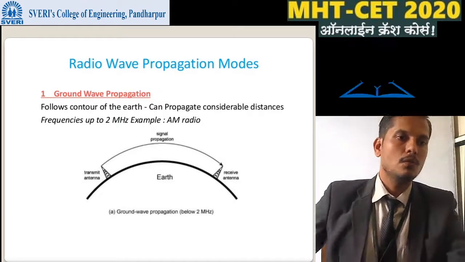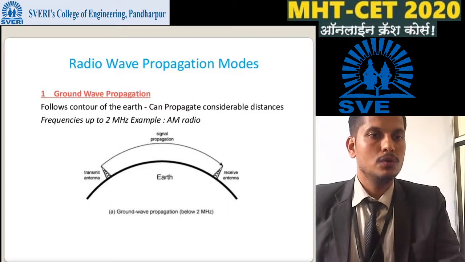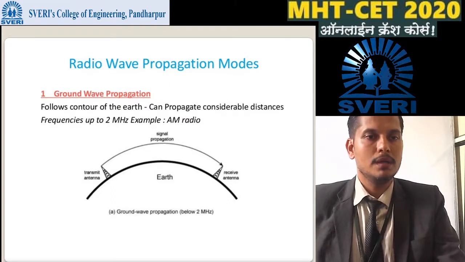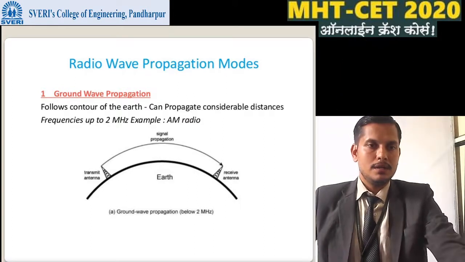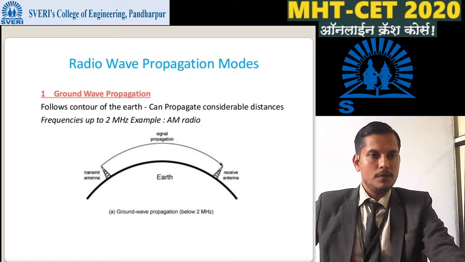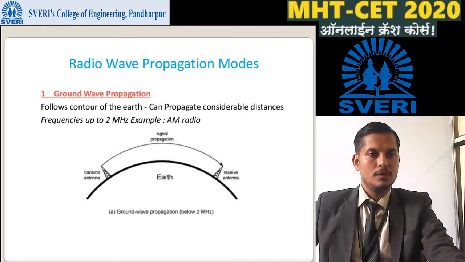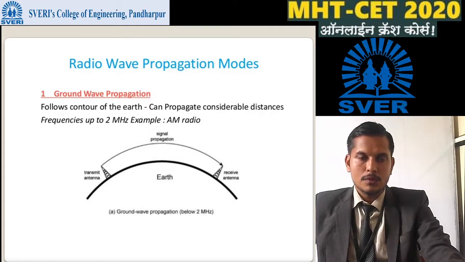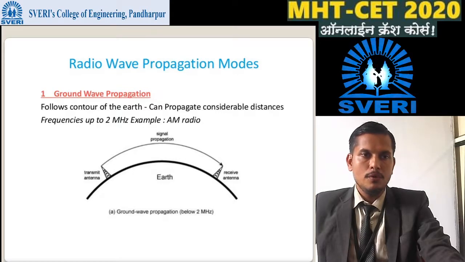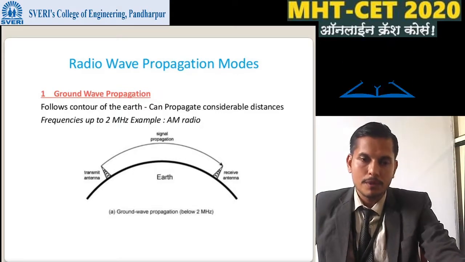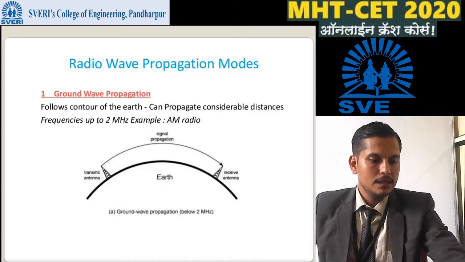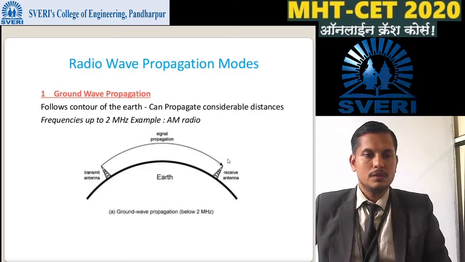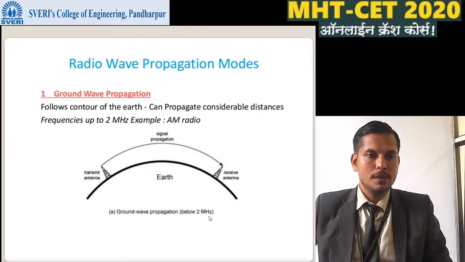So in case of ground wave propagation, it follows the contour of the earth and can propagate considerable distances, for frequencies up to 2 megahertz, for example AM radio. So among the radio wave propagation modes, the first one is ground wave propagation, below 2 megahertz.